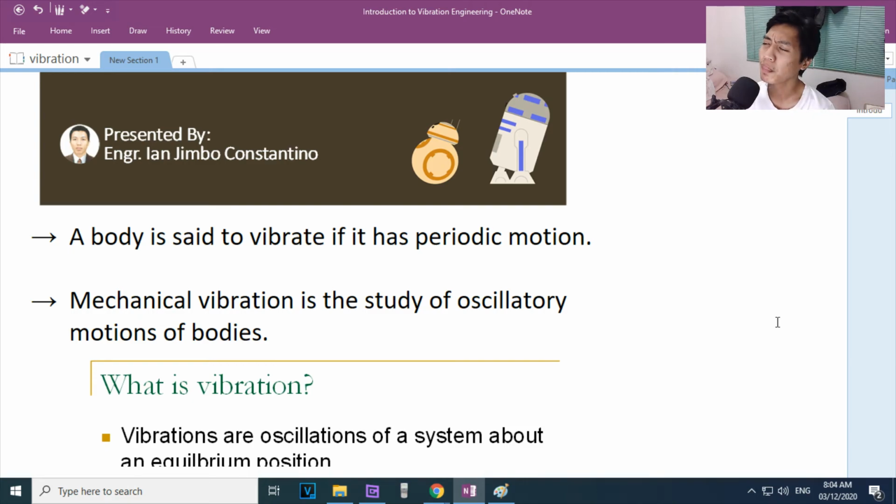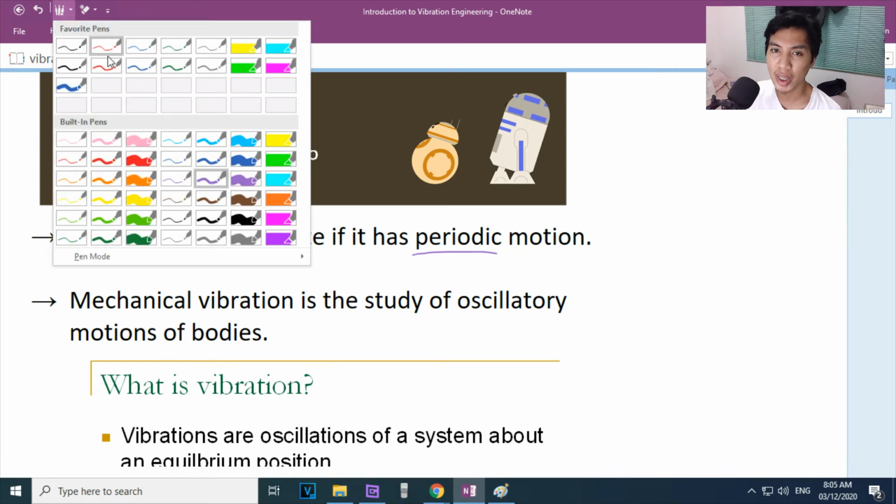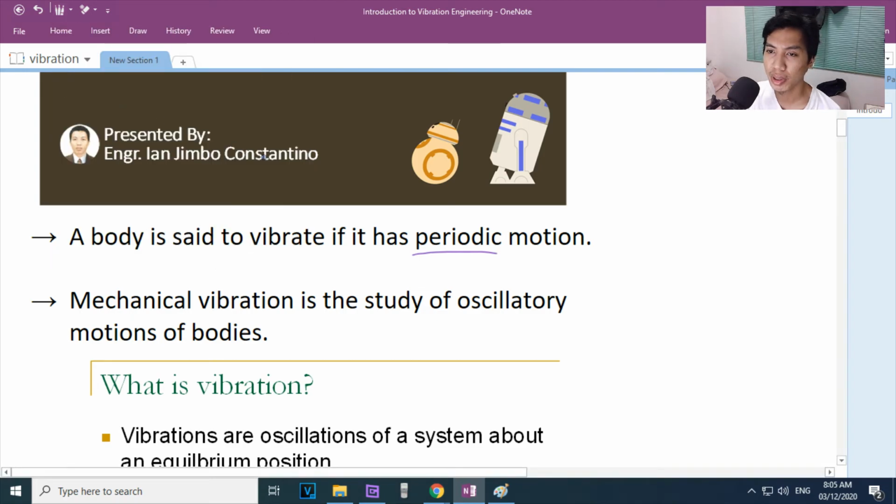What does that mean? When something, like a machine, moves in a periodic motion. What does periodic motion mean, my friends? Periodic motion means your motion is repeating. A motion that repeats. That is our periodic motion. When you create a periodic motion, that is already vibration.